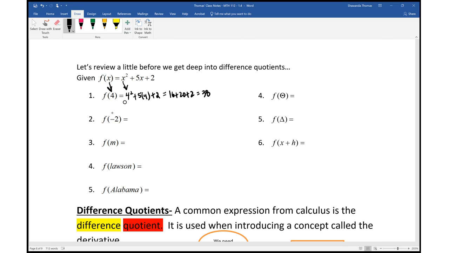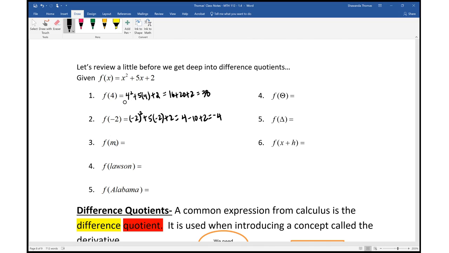Now f of -2. Be careful when you have negatives. That's when you definitely need to put your input value in parentheses, because -2 squared and parenthesis -2 close parenthesis squared are two different things. They will give you two different answers. So (-2) squared with the parentheses will actually give you a positive 4 instead of a -4. Then you have 5 times -2, which is -10, plus 2. That's -6 plus 2, which is -4.